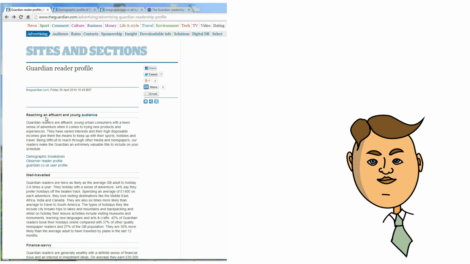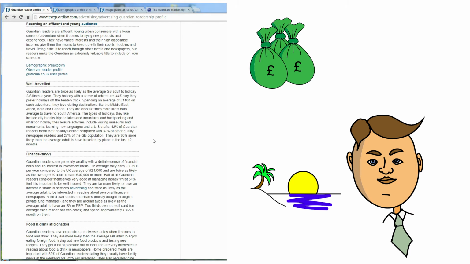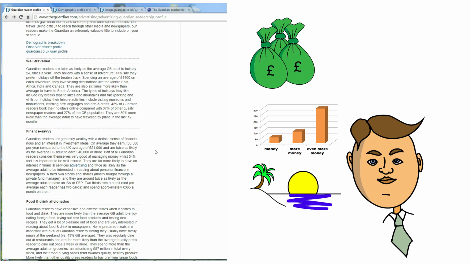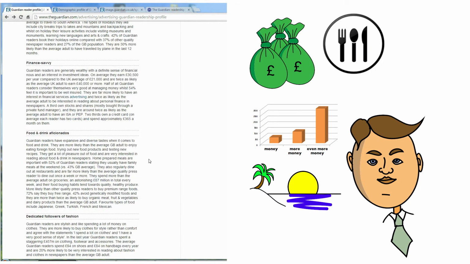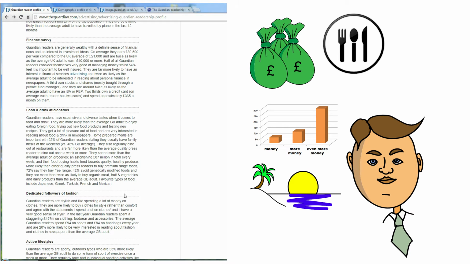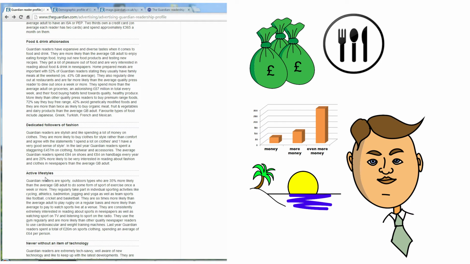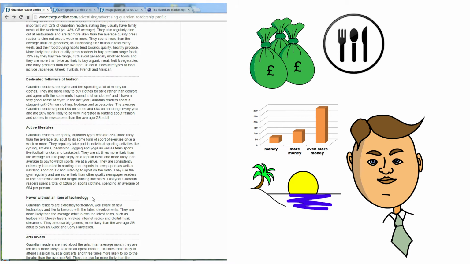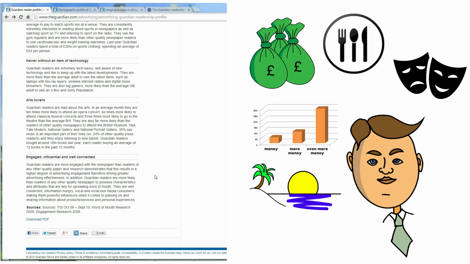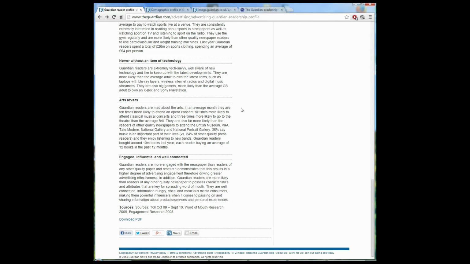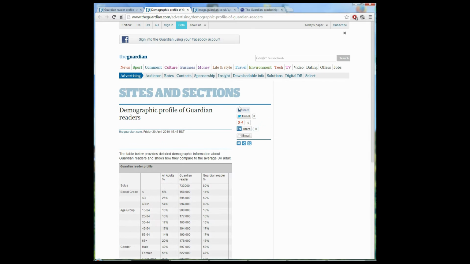So they are an affluent and young audience, well-travelled, finance savvy, food and drink aficionados, dedicated followers of fashion, active lifestyles, never without an item of technology, arts lovers, engaged, influential and well connected. I ran out of icons at that point. They've got a demographic profile here as well.